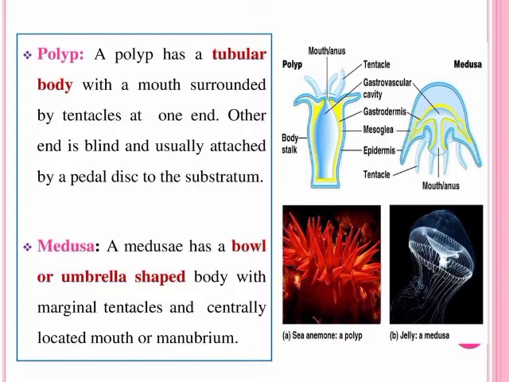Polyps and medusa are derived from each other in the sense that polyps reproduce asexually and give rise to medusa, which in turn reproduce sexually and give rise to polyps.